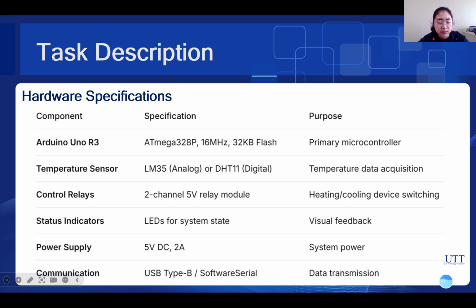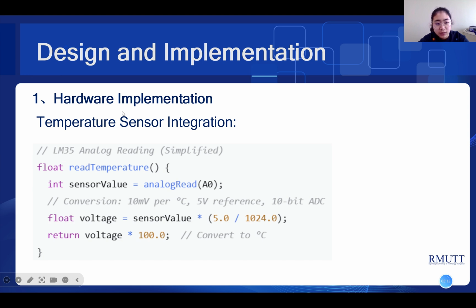So the hardware specification function is just this one, and the components are Arduino Uno R3, temperature sensors, controller, relay, state indication, and serial communications. In my homework I just have the DHT11 because I didn't have the LM335.